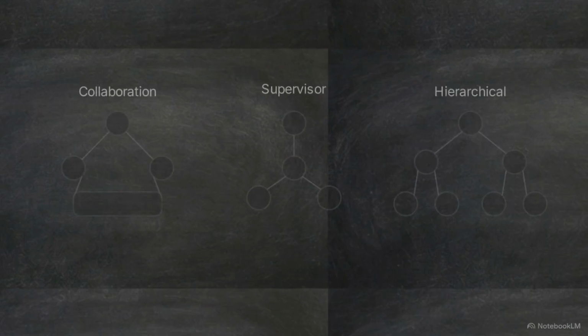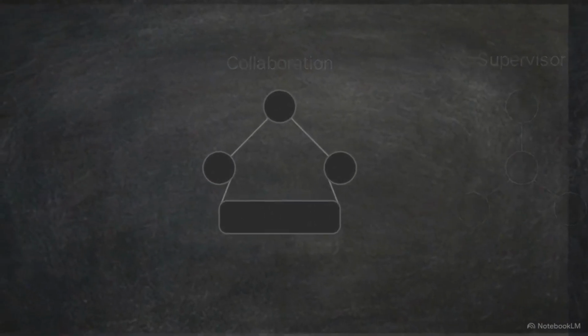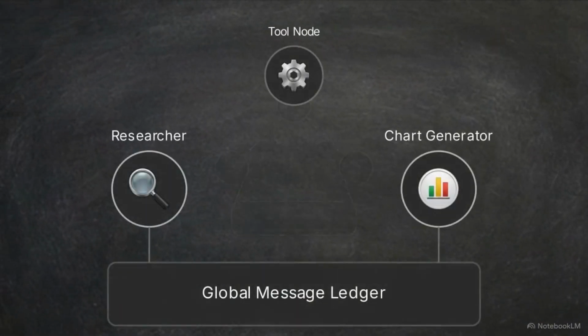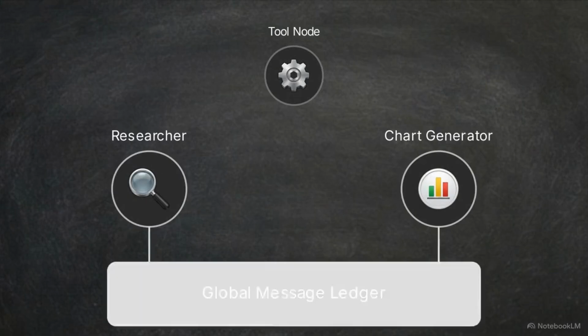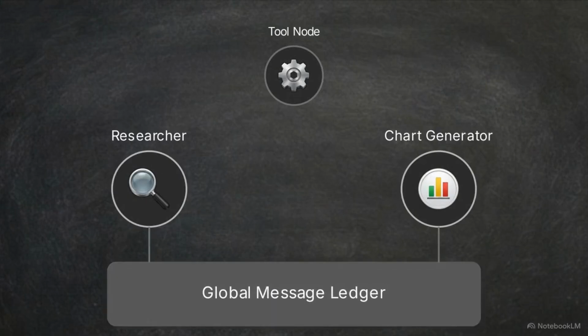To see how this works in practice, we can build 3 distinct graph topologies. This diagram illustrates our first topology, multi-agent collaboration. In this setup, multiple distinct agents operate on the exact same state of messages, meaning they share a single global ledger. If a user submits a prompt asking to fetch the UK's GDP over the past 5 years and draw a line graph, that payload enters the graph and initializes the researcher node.